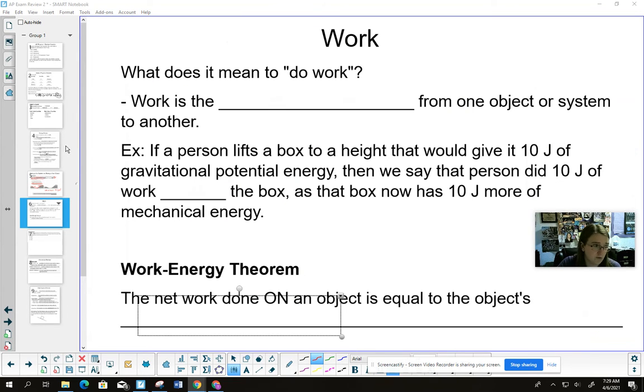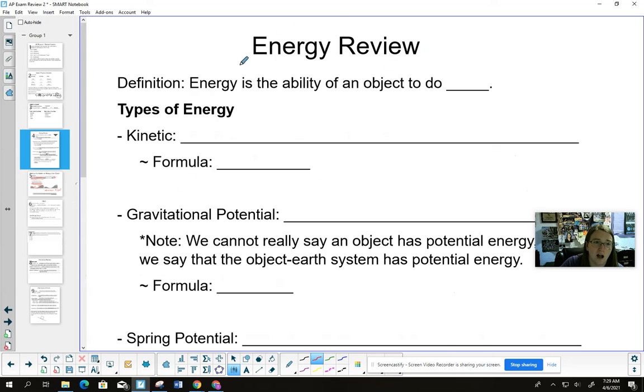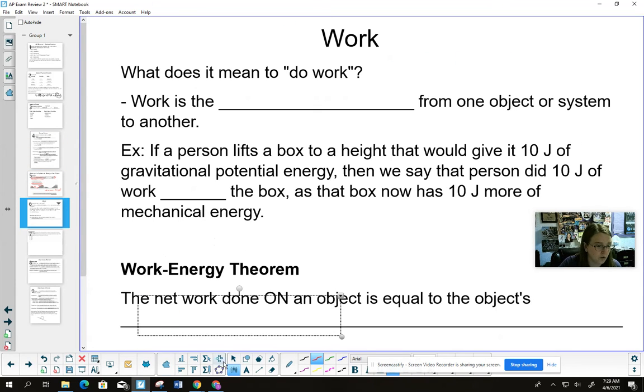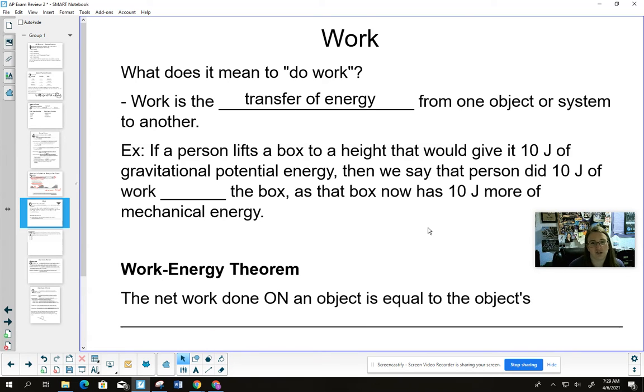Let's go ahead and go on to work. So this is still within the umbrella of energy because energy is, again, the ability of an object to do work. We define work as the transfer of energy from one object or system to another.